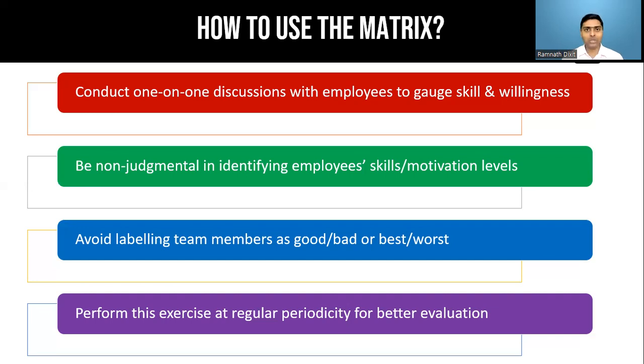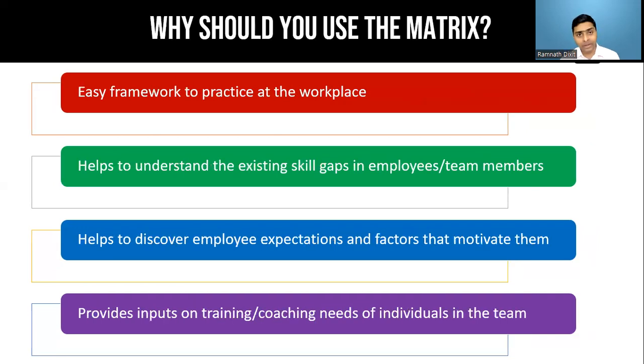And then last but not the least, you can't do this exercise only once in 2 years and then forget about it. It has to be done consistently. Typically once every 6 months, if you can spend some time using the matrix, looking at who is where in which quadrant and what can I do about it, I think that's a great way to go about using this particular tool. So this is how you use the matrix to its best utility.